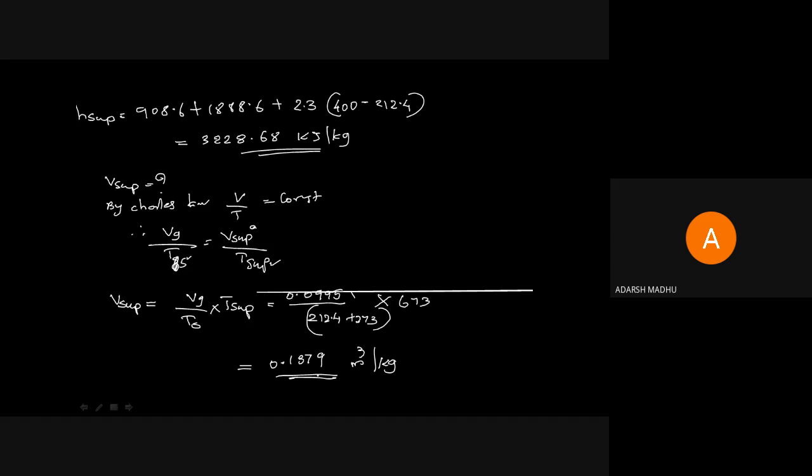So therefore internal energy U equal to H superheat minus P into V superheat, that is 3228.68 minus pressure, which is given as 20 bar, that is 20 into 10 power 5 Pascal, into V superheat 0.1379. You want to convert the value into units.